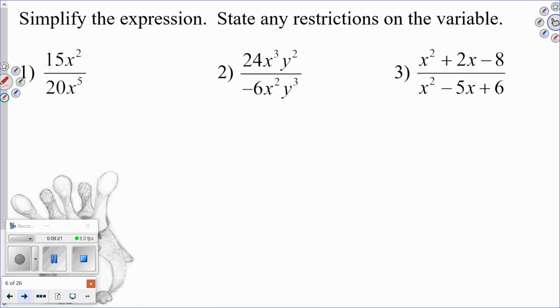All right, so number 1, 15x squared over 20x to the 5th. Can I kind of look at these one piece at a time and cancel? Or are there things holding it together that I can't touch? What holds it together that I can't take it apart? A plus and a minus sign. So no plus minus, I can do this one piece at a time. No plus minus sign holding these together, one thing at a time.